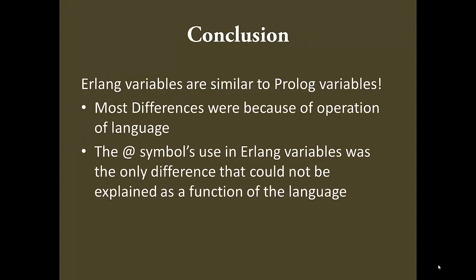So to wrap everything up, we've basically seen that Erlang variables are in fact very similar to Prolog variables, which would make sense seeing how that's basically where they came from. Most of the differences we did uncover, such as the availability of the is operator for binding in Prolog, were more aspects of the language operation than the inherent characteristics of the variables themselves. The only real notable difference that we uncovered was the use of the @ symbol in Erlang variables, which, as we saw, produces a syntax error in Prolog.